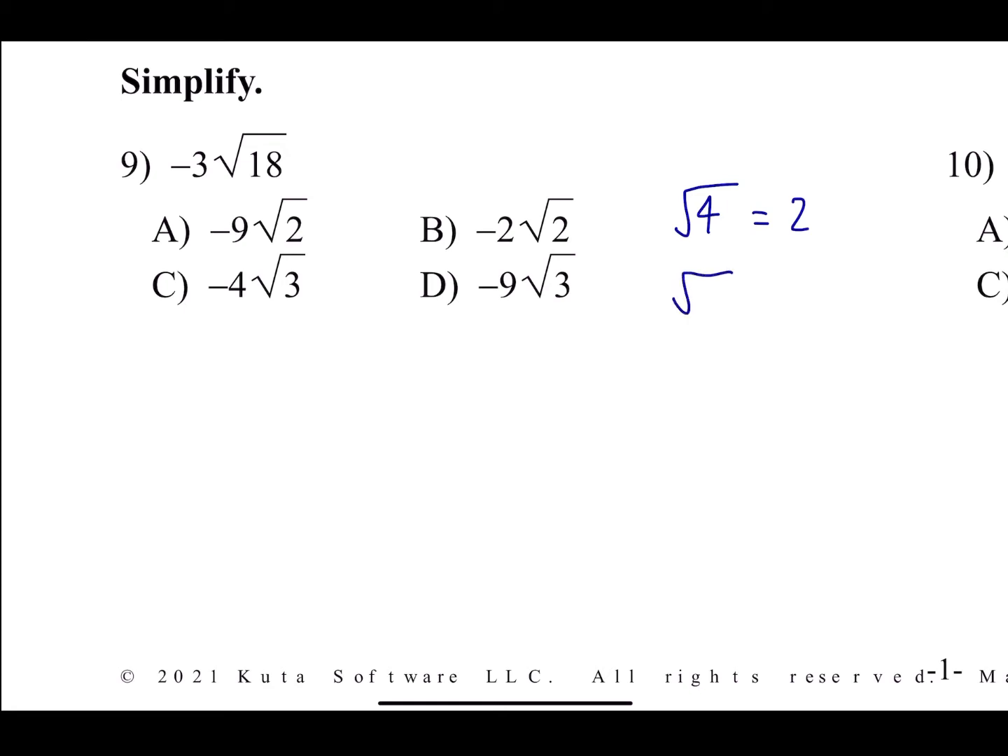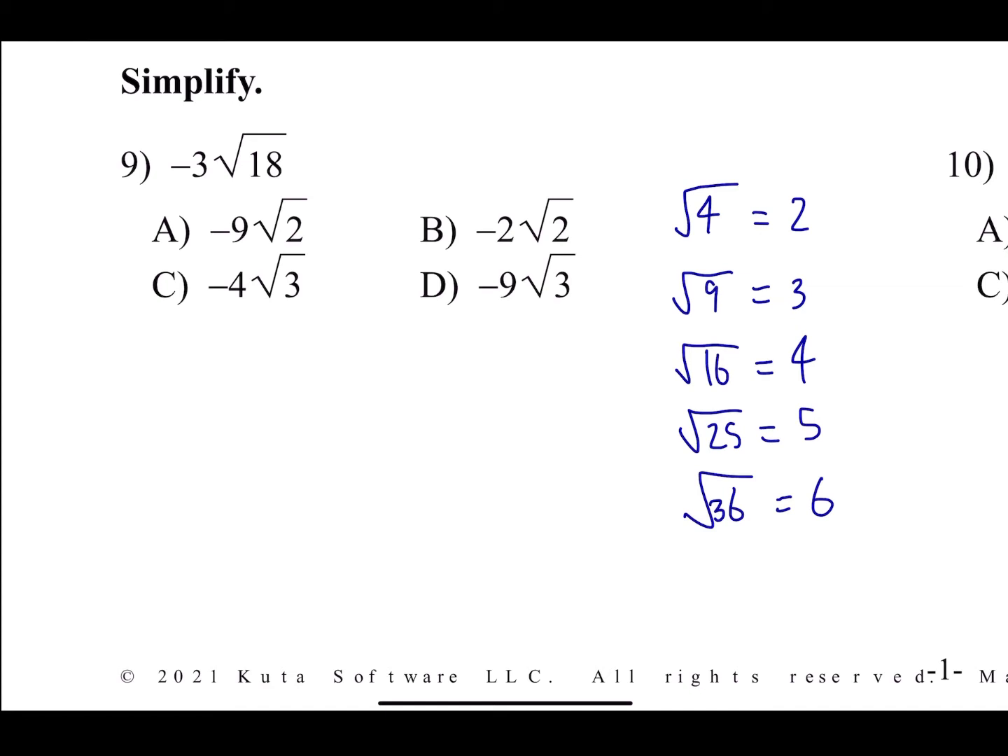The square root of 9 is 3. The square root of 16 is 4. The square root of 25 is 5. All this means is, why is the square root of 4 2? Because 2 times 2 is 4. Why is the square root of 9 3? Because 3 squared is 9. 4 squared is 16. 5 squared is 25. 6 squared is 36, and so on and so on.